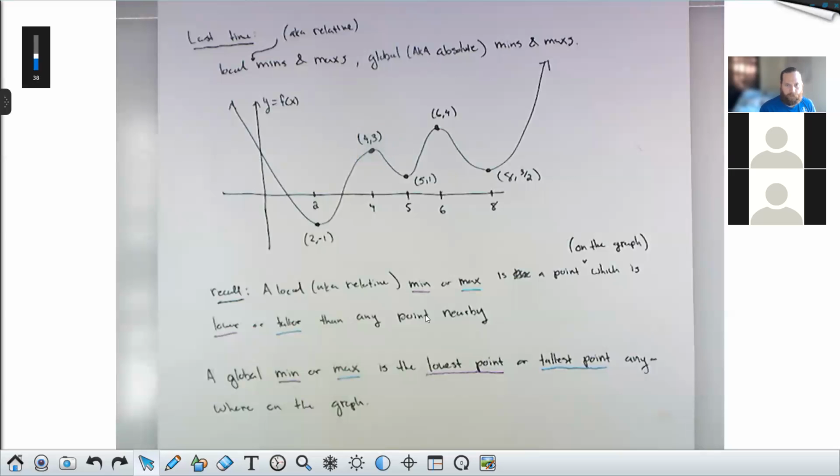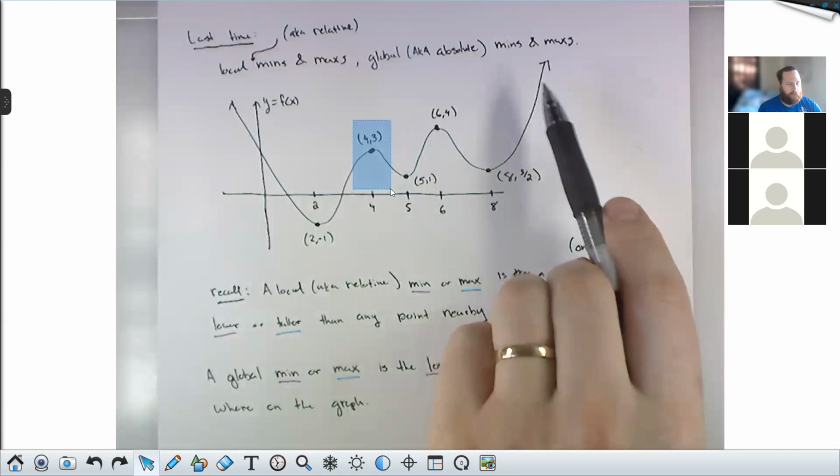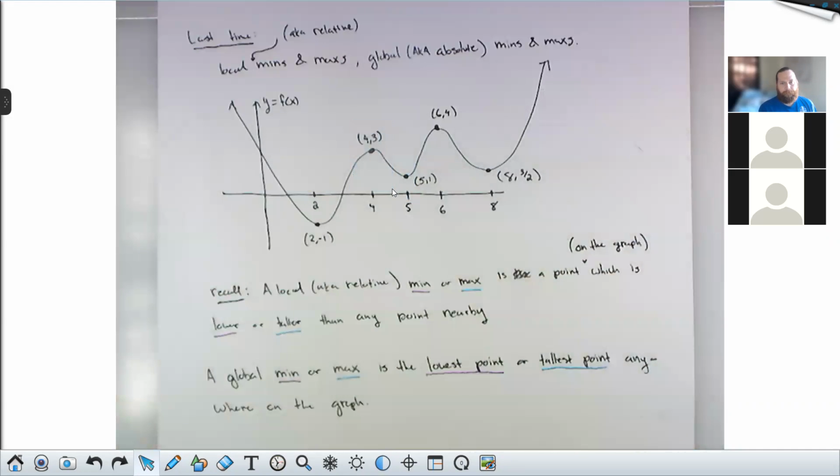Let's add some stuff in chat. Very good. Yeah, thank you, Shady and Tyson. That is a local max, right? So if you put a little window around this guy, he's the tallest point anywhere in that window, but he's not the tallest point anywhere on the graph, right? There's taller points over here and over here.